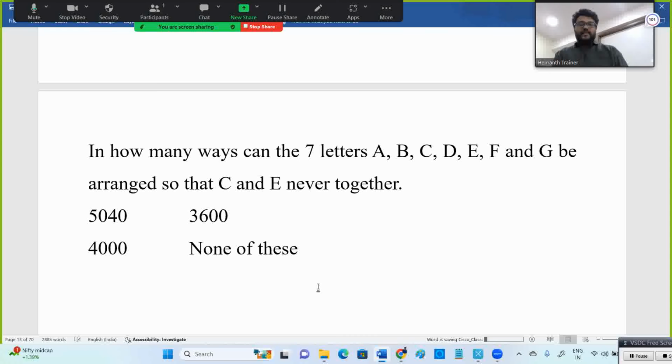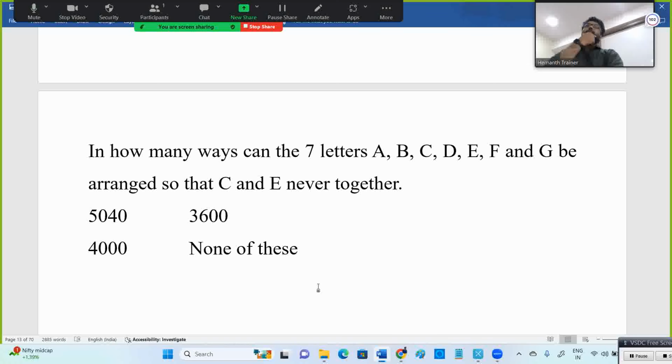In how many ways can the 7 letters A, B, C, D, E, F, and G be arranged so that C and D are never together? It is like, maybe they can say there are 6 boys and 4 girls, girls are not together, boys are not together. It's permutations and combinations stuff.